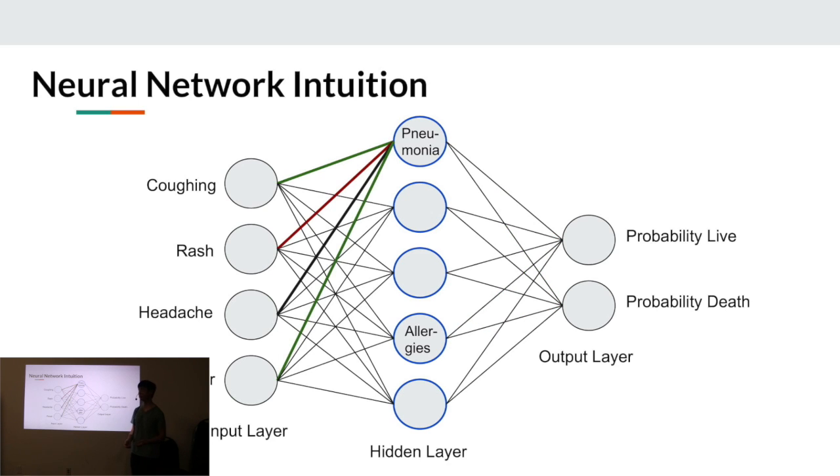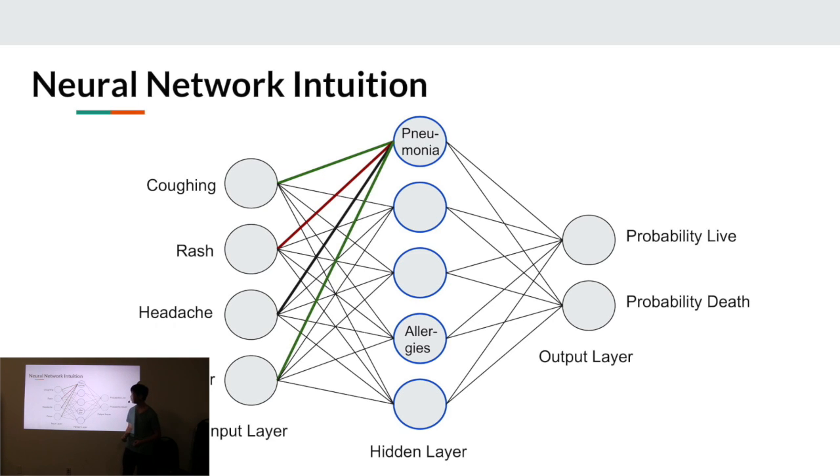And now we want to know, if we know that someone has pneumonia, then we know that they might die. But how do we know if someone has pneumonia? That is the question. The answer is that we can use our input layer to give us a sense of which hidden neurons are active. For example, coughing and fever are strong indicators of pneumonia, while having a rash isn't a strong indicator of pneumonia, because a rash is probably caused by something else.